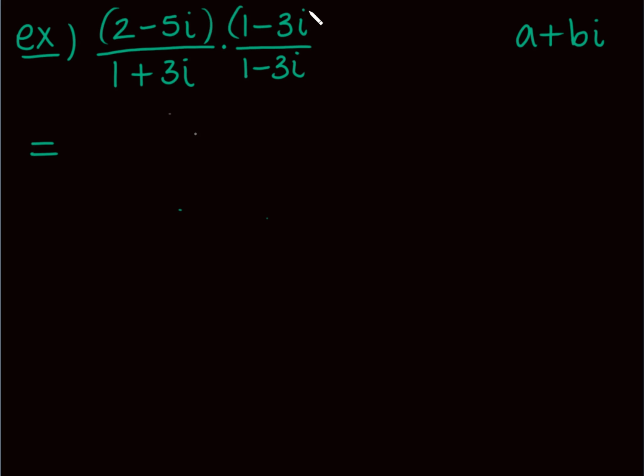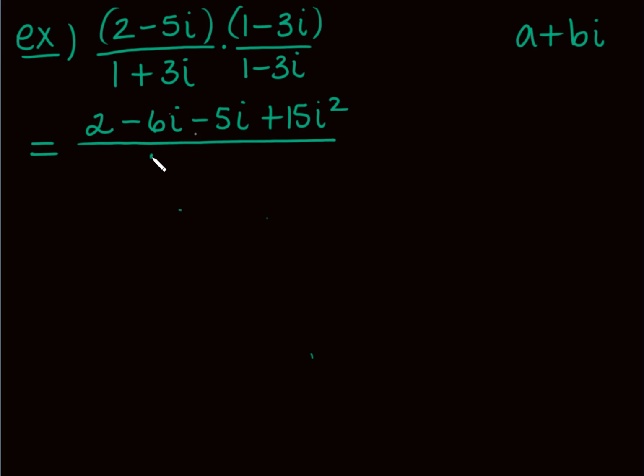I'm going to FOIL the top, okay? So you should be able to do that now. First, outside, inside, and last is plus 15i squared. And then in the bottom, just like we saw before, my middle term should cancel. I'm going to do the whole thing for you one more time, and then you should be able to see it from now on. First is 1, outside is a negative 3i, inside is a positive 3i, and then last is a negative 9i squared.